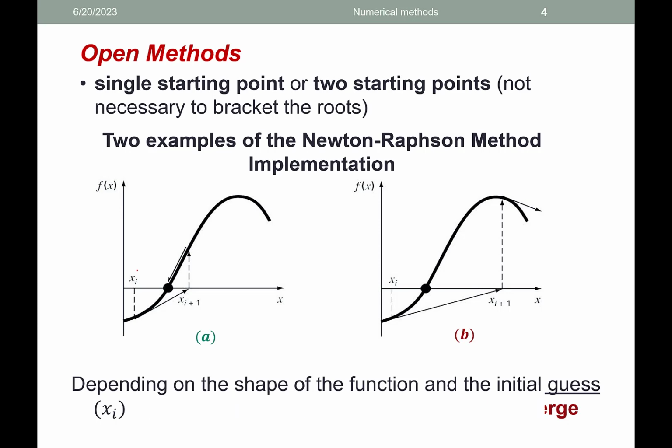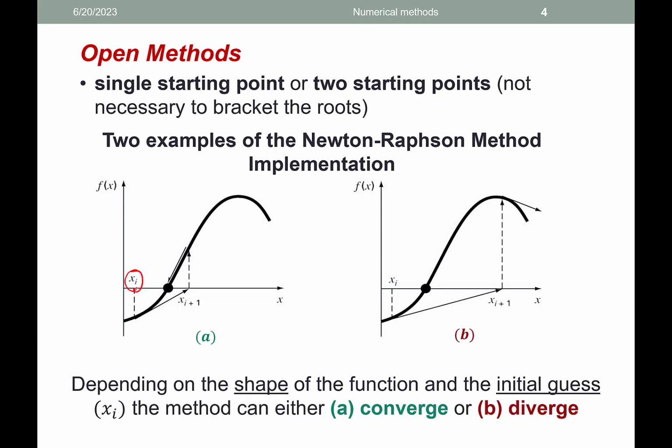So this is our initial guess, xi. This is where we guess the root is. Then this method uses the slope at this point, and we can see it projects towards the x-axis. This is the second guess. From that second guess, it goes back to the actual line, and then using the slope here, goes towards the real root. So in this method, we are converging. In B here, we diverge.